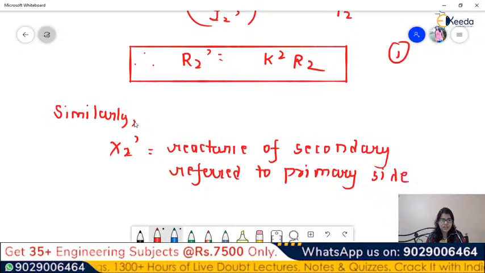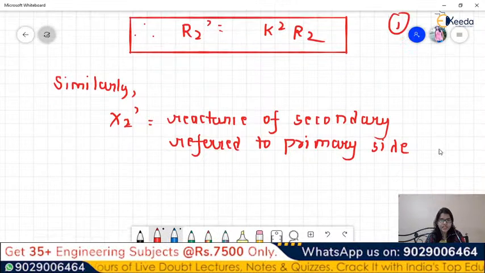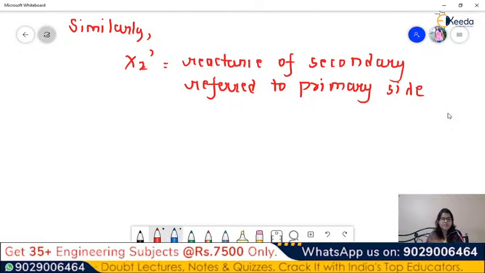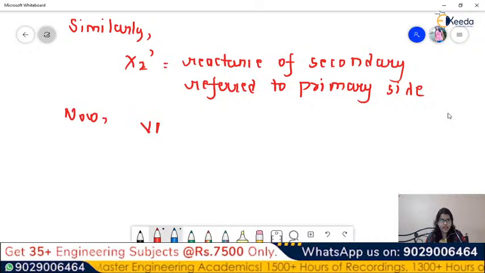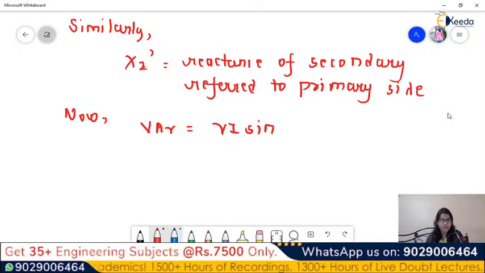Now again, when we are transferring the reactance X2 dash from secondary to primary, this X2 dash will produce the same effect to the primary side as if it was X2 in the secondary. What this means is that this X2 dash in the primary side should absorb the same volt amperes, that is VA, as if it was connected in the primary. So we can say that now VAR, that is your volt amperes, is equal to VI into sin theta. We know this is the formula.